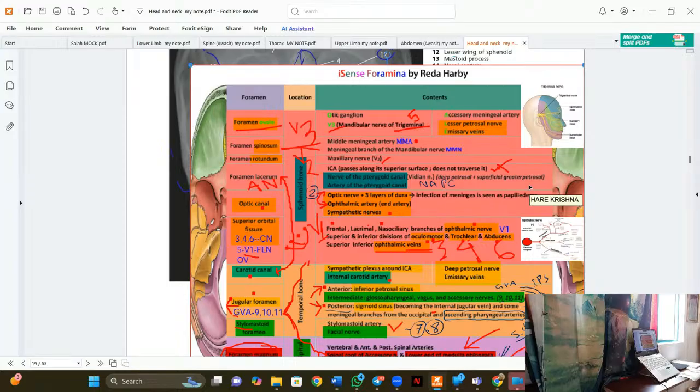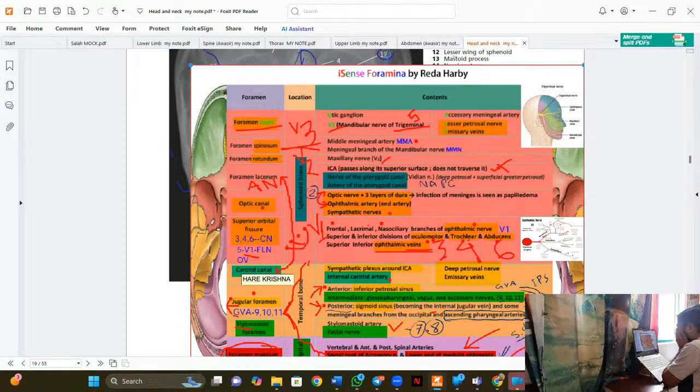So 3, 4, 6 are oculomotor, trochlear and abducens, and superior and inferior ophthalmic veins. But first we have frontal, lacrimal and nasociliary branches of the ophthalmic nerve. This is V1. In V1 we have these 3. Also the superior and inferior division of the oculomotor nerve, superior and inferior ophthalmic veins, and trochlear and abducens nerves. So by this way it will be easy.